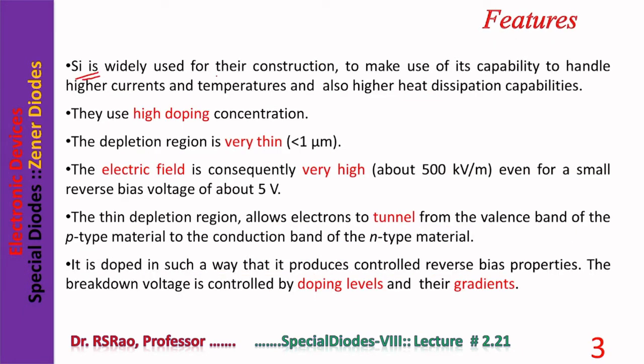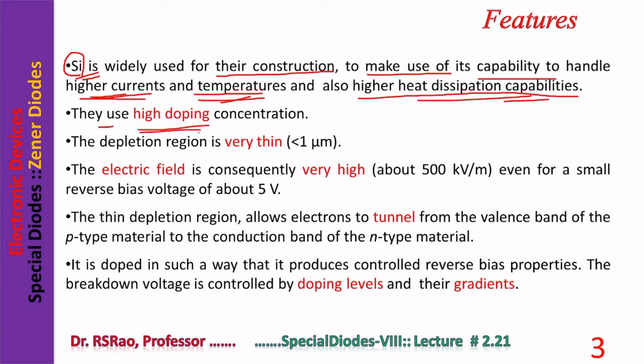Silicon is widely used for their construction to make use of its capability to handle higher currents and temperatures and also higher heat dissipation capabilities. Silicon semiconductor is associated with these properties: capability to handle higher currents, capability to withstand higher temperatures, and even higher heat dissipation capability. These diodes use high doping concentration. Important features are being given here.